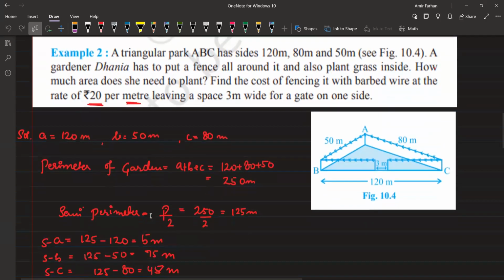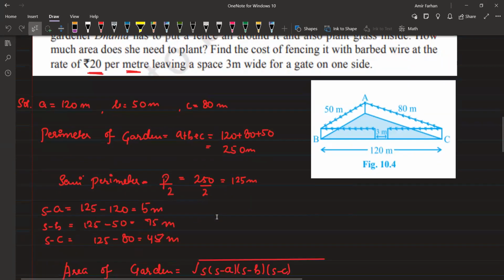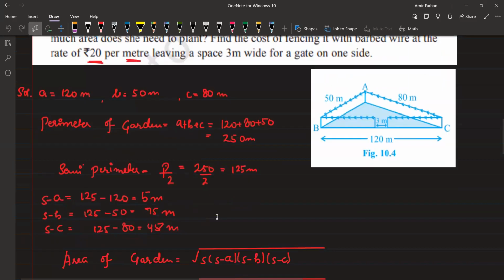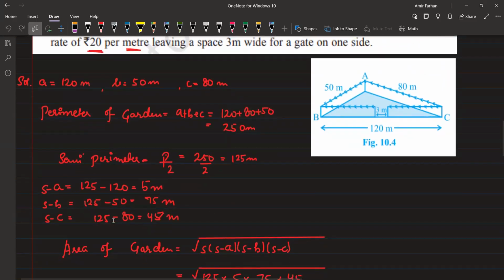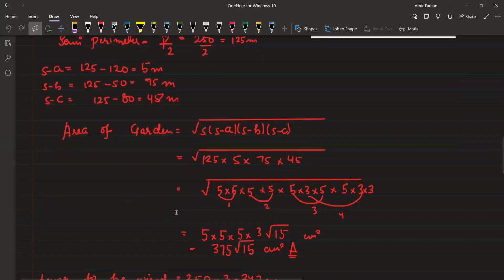Okay, have a look. The sides are given to you, so you just need to calculate the semi-perimeter. The perimeter would be 250, and the semi-perimeter would be 125. Now s minus a, s minus b and s minus c: 125 minus 20 is 105, 125 minus 50 is 75, and 125 minus 80 is 45. Substitute it into the formula. The area of the garden is coming out to be 375 root 15 square centimeter, and the cost is coming out to be 494.